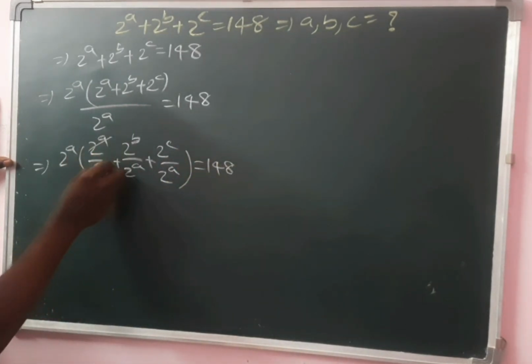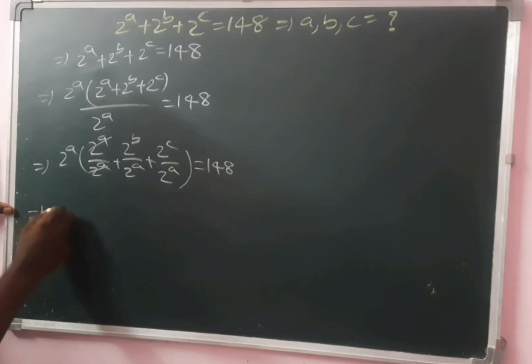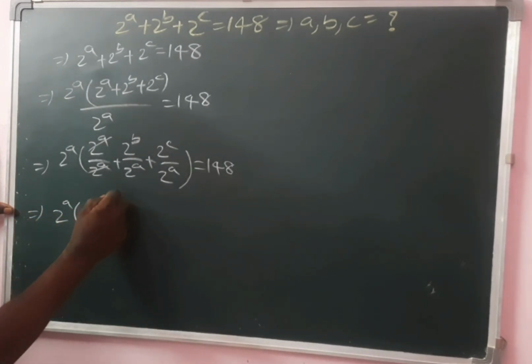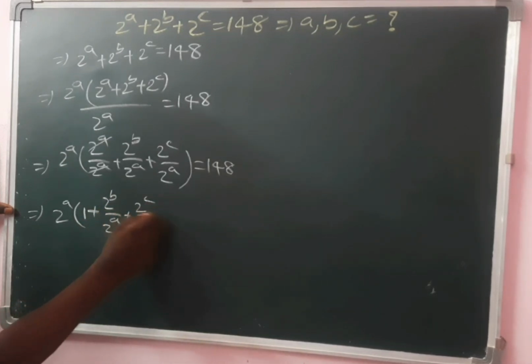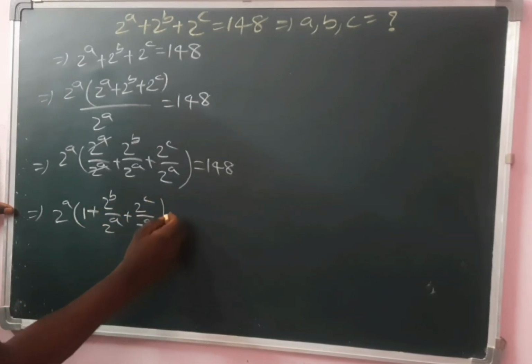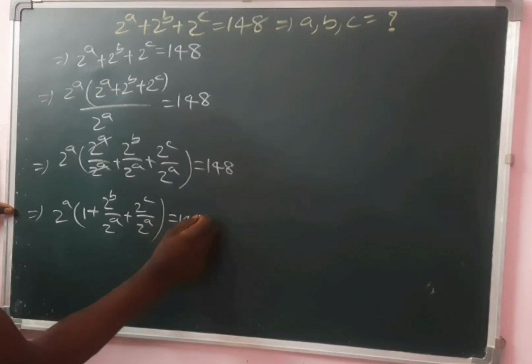ఇక్కడ 2 to the power of a కు 2 to the power of a క్యాన్సిల్ అవుతుంది. అప్పుడు 2 to the power of a into 1 plus 2 to the power of b by 2 to the power of a plus 2 to the power of c by 2 to the power of a is equals to 148.